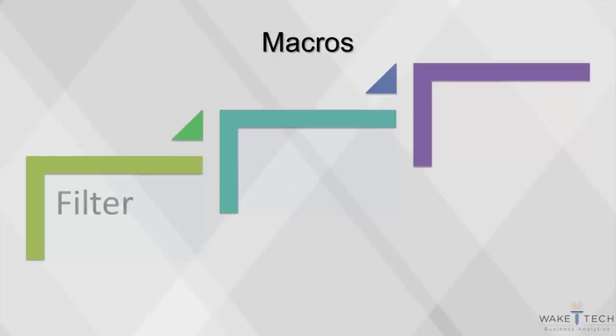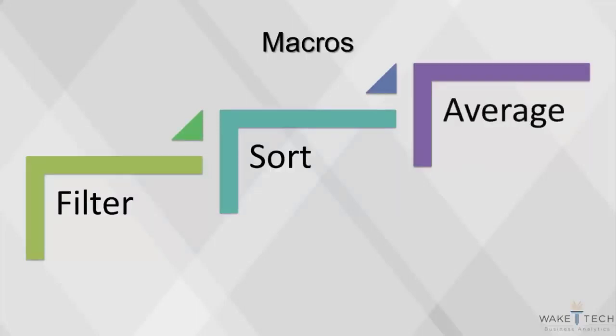For instance, with a certain data set, you may want to filter, sort, and then take the average of a field. If this set of steps will be used multiple times or for different data sets, you may want to transform these steps into a macro to save time.